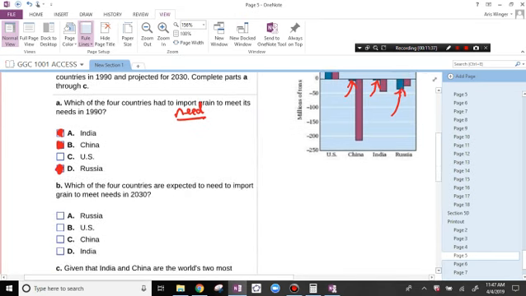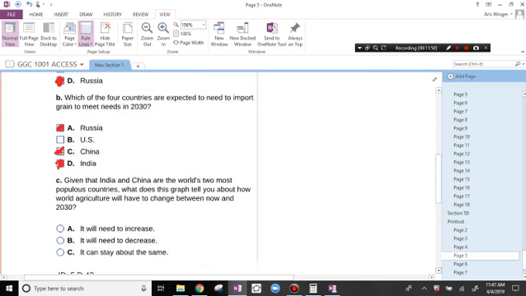Which of the 4 countries are expected to import grain to meet needs in 2030? So 2030 is now the purple graph. And again, it's the same 3 countries. It's this one, and this one. So Russia, China, and India.